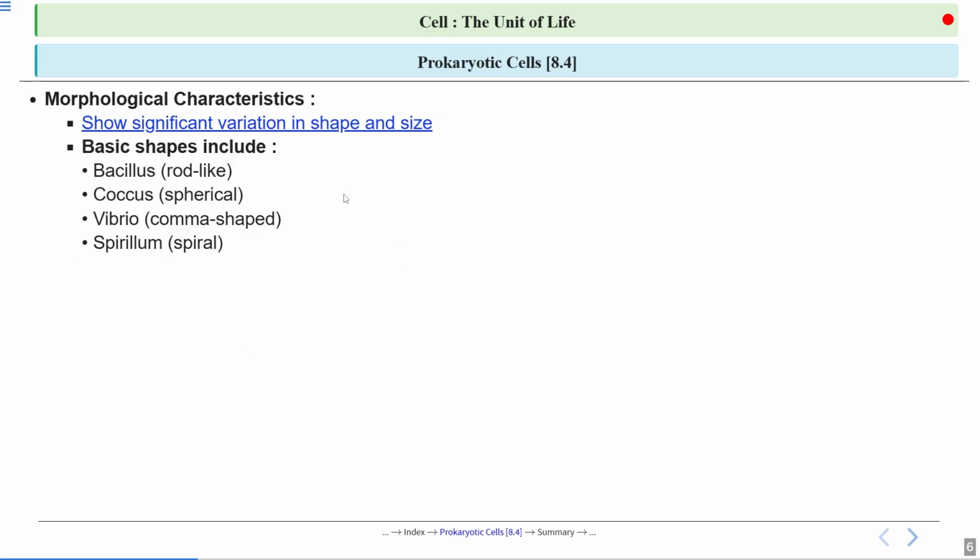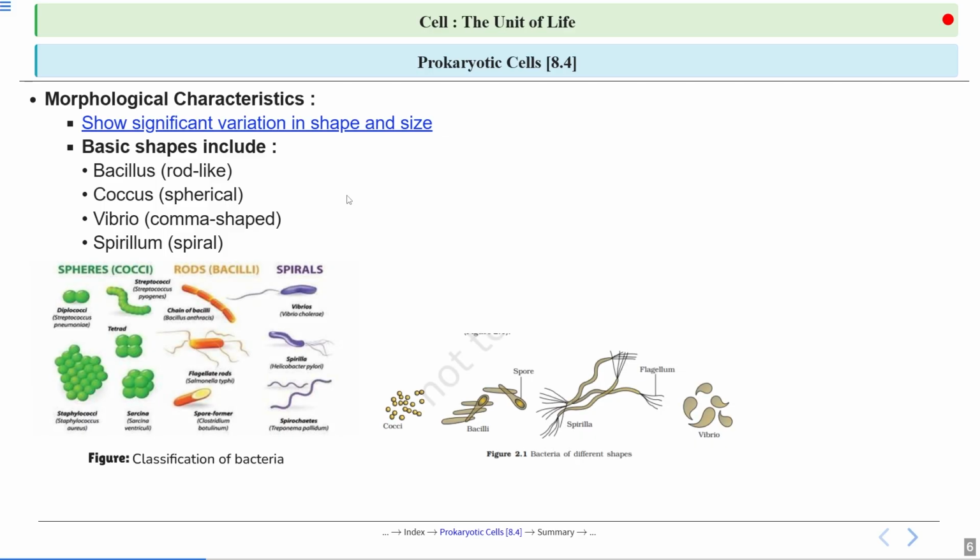Clear? So here you can see an image showing different kinds of bacteria. Bacteria have been divided into different categories based on their shape. You can see this is spherical bacteria. Clear? An example is cocci. These are spherical bacteria. Examples are diplococci, then staphylococci. Then you can see these are the rod-shaped bacteria. An example is bacilli. These are rod-shaped bacteria.